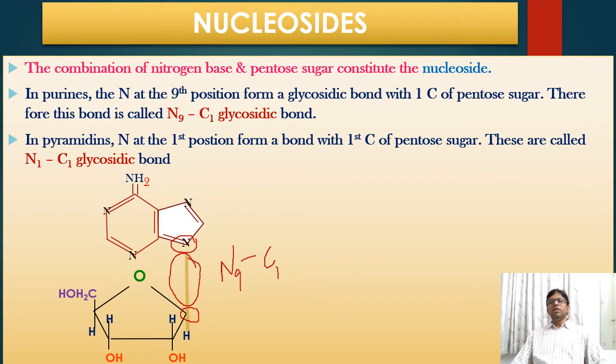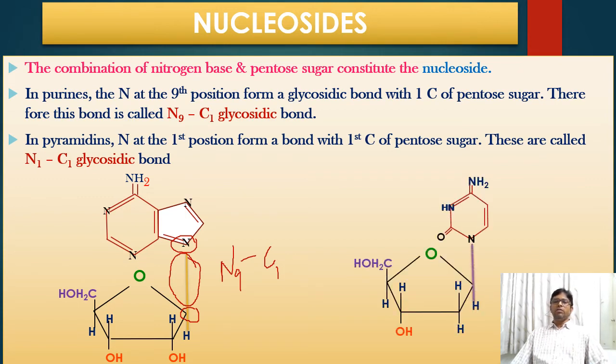Coming to the pyrimidines, they form N1C1 glycosidic bonds. Here you can see in the picture very clearly. This is the nitrogen which is present in the first position of the pyrimidine ring, and here you can see this is the first carbon of pentose sugar. So in this way, a glycosidic bond is formed in between the nitrogen which is at first position and the carbon which is at the first position of pentose sugar. Hence, this bond is called N1C1 glycosidic bond.